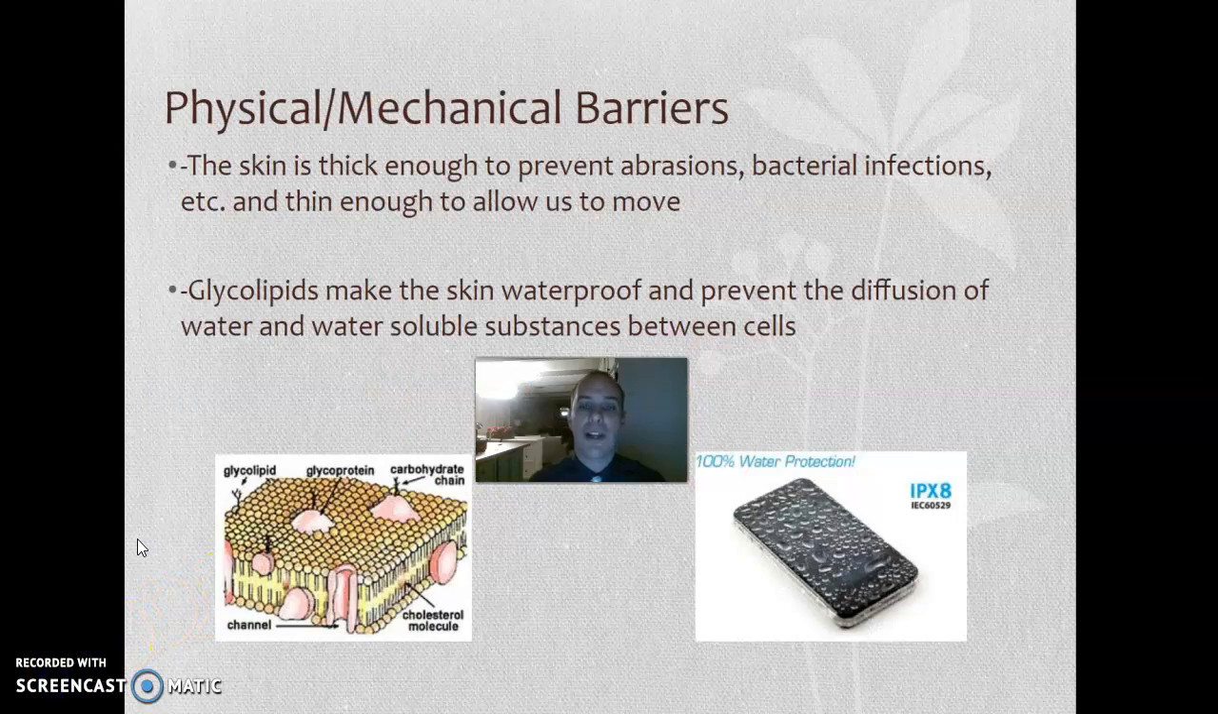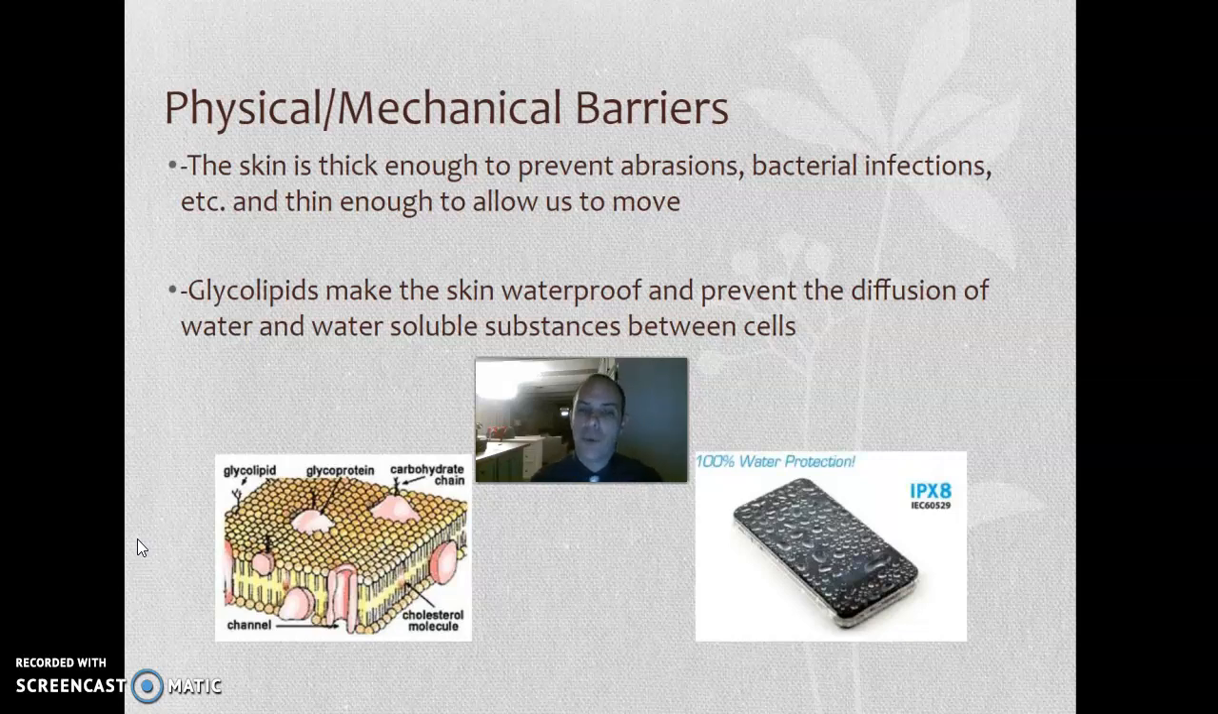So some other important factors of the skin. The skin is thick enough to prevent abrasions and bacterial infections, and thin enough to allow us to move. So it may seem like our skin is very delicate and doesn't protect us, but it's actually pretty thick and protects us pretty well. Something called glycolipids make the skin waterproof and prevent the diffusion of water and water-soluble substances between cells.